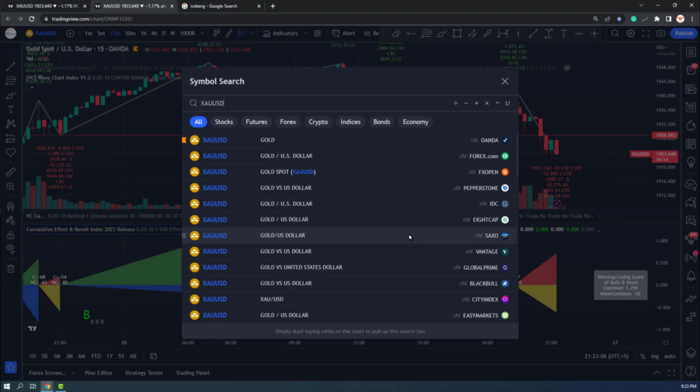At the moment, we have opened the CFD market from Oanda. The CFD market, the Forex market, is not a centralized market. Unlike the futures market, this is not a centralized market. That's why the data is not as reliable as compared to futures data.